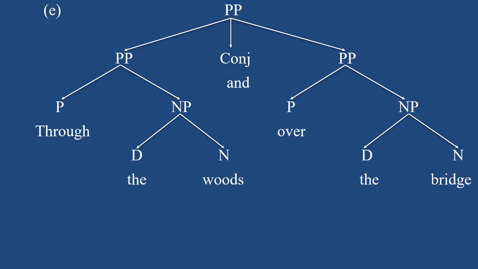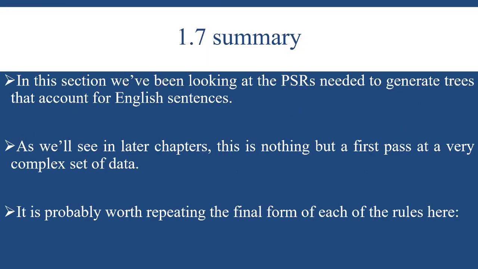So PP again, we have a PP conjoined with another PP to form a larger PP through the words "and" over the bridge. The same again, and we use this coordinating conjunction to conjoin two PPs to form a larger PP.